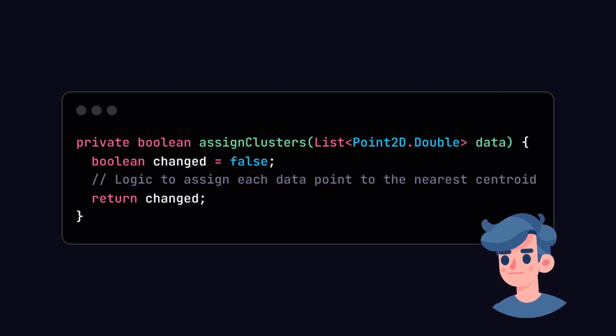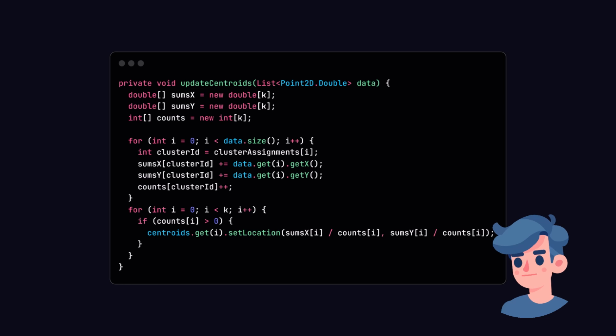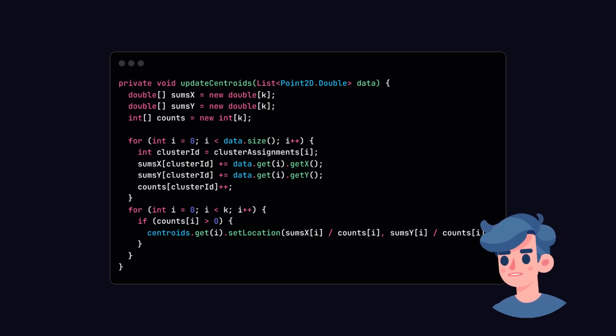Next, let's implement the assignClusters method. Inside the assignClusters method, we will iterate over each data point and determine which centroid it is closest to. We will create an array to store the cluster assignments and compare it with the previous assignments to check for changes. Next, let's implement the updateCentroids method. This method will calculate the new positions of the centroids based on the current assignments of data points.